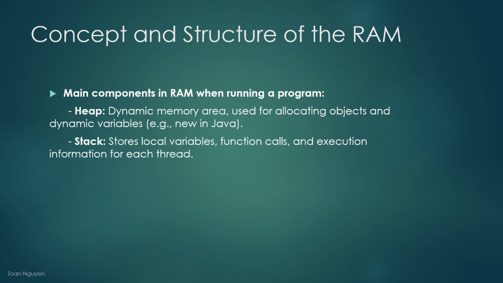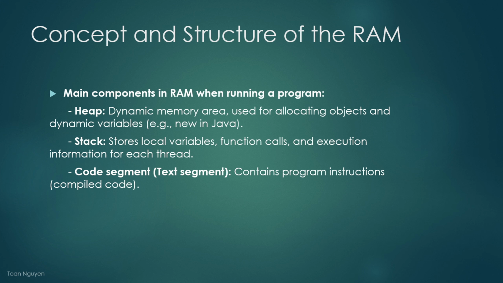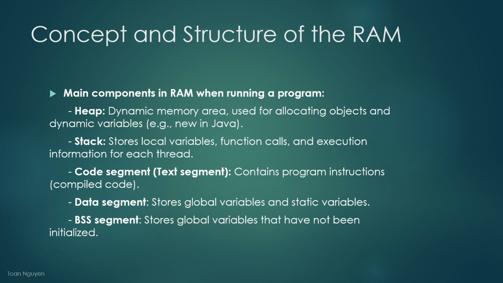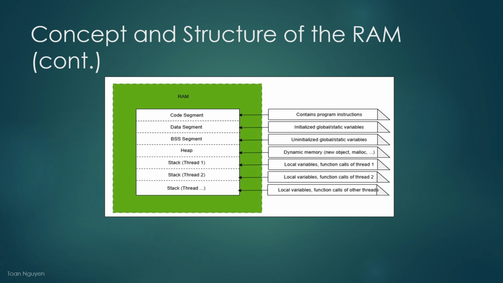The stack stores local variables, method calls, and thread execution data. The code segment contains the compiled program instructions. The data segment contains global and static variables. The BSS segment contains uninitialized global variables. Looking at the diagram makes this clearer.